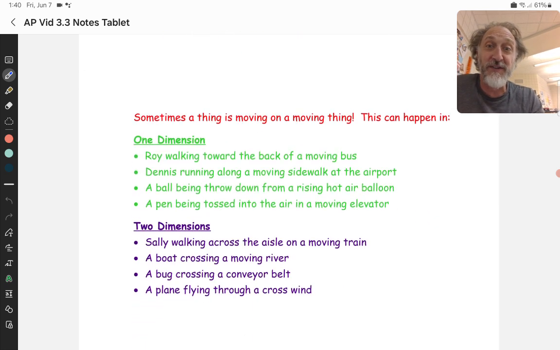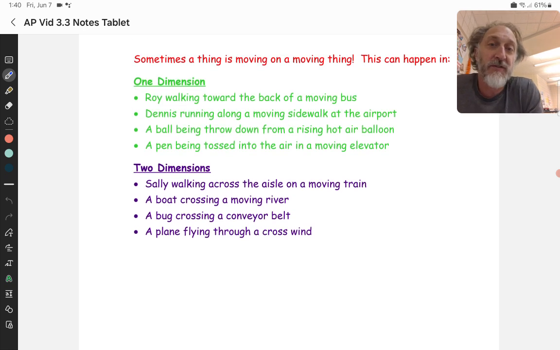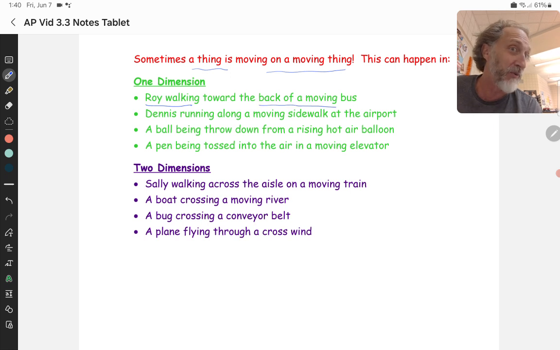All right, relative motion. So here is the deal. I actually am really happy with the start of these notes. You ready? Sometimes a thing is moving on a moving thing. For example, Roy could be moving while he's walking towards the back of a bus, which is also moving. So Roy's walking, but he's on a bus, and the bus is going that way.